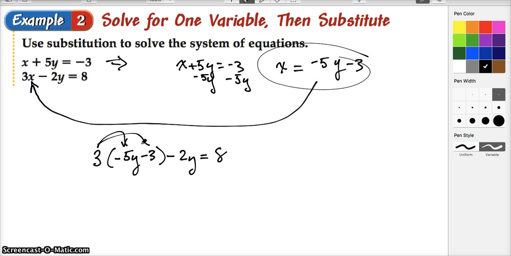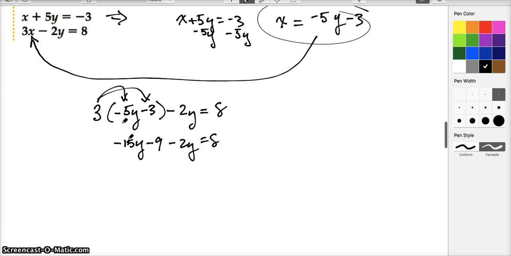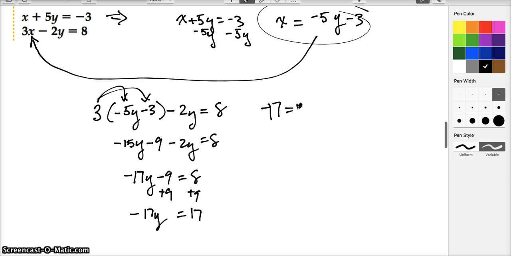So I'm going to distribute this 3 through. Negative 15y minus 9 minus 2y equals 8. You guys know how this story goes. You've been doing this for a long time, since you were knee-high to a grasshopper. So minus 9 is equal to 8. Add 9 to both sides. We get negative 17y is equal to 17. Woohoo!